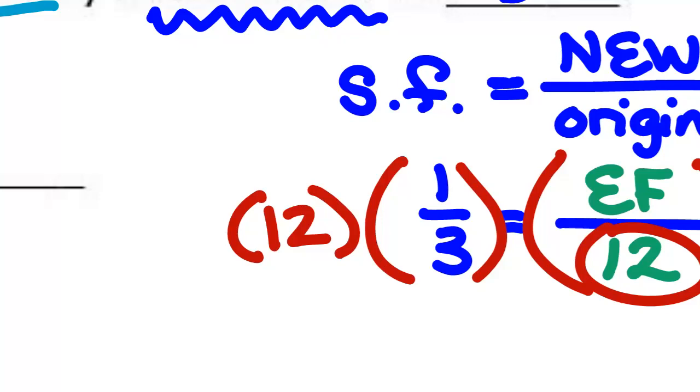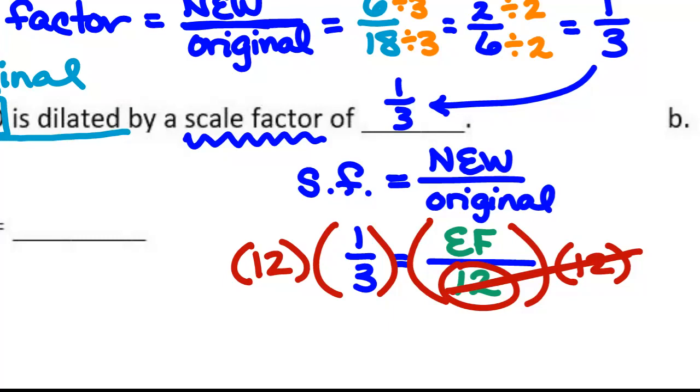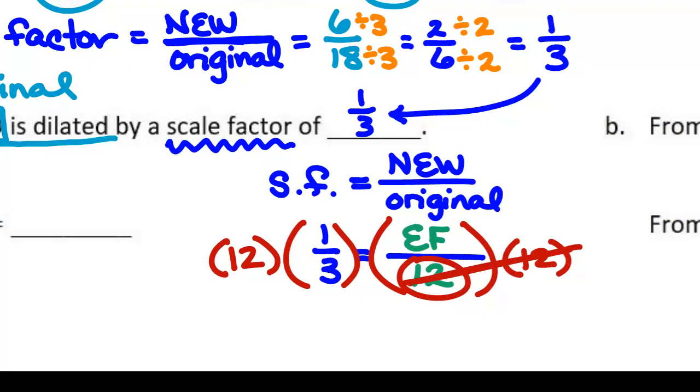So I have to multiply the 12 to this right here. That's going to make the 12 cancel because you're dividing by 12 and multiplying by 12. On the other side, I had 1/3. So now I'm taking 1/3 and multiplying it by 12. What is 1/3 times 12? One-third times 12. 4.